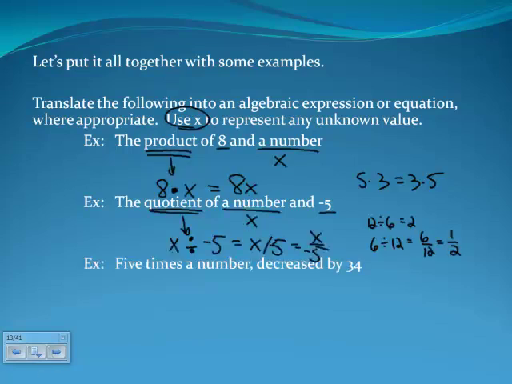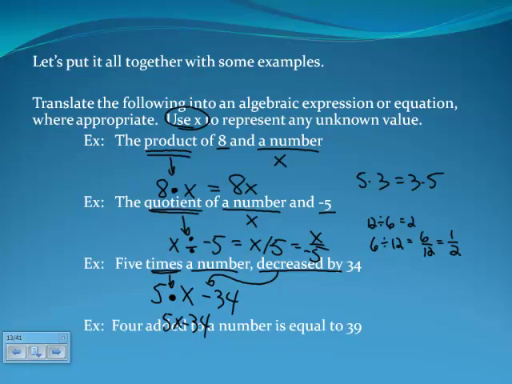Another example, 5 times a number decreased by 34. Reading left to right. The word times here indicates multiplication. We're multiplying 5 times a number. Again, that's an unknown number, so it'll be x. 5 times a number decreased. So that product then decreased. Decreased by means subtraction. That's a key word. 34. Or to clean it up, 5x minus 34.